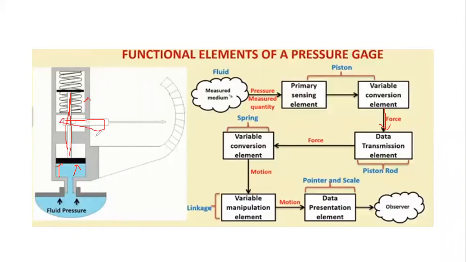So this linkage is the variable manipulation element. That linkage will produce a motion on this pointer, and that pointer will move either in this direction or in this direction. It will produce a particular deflection on that calibrated scale. So this pointer and scale is the data presentation element. Any observer can read the output through this pointer scale. So this is a simple example of the functional elements of a pressure gauge. Any instrumentation system works on this principle.